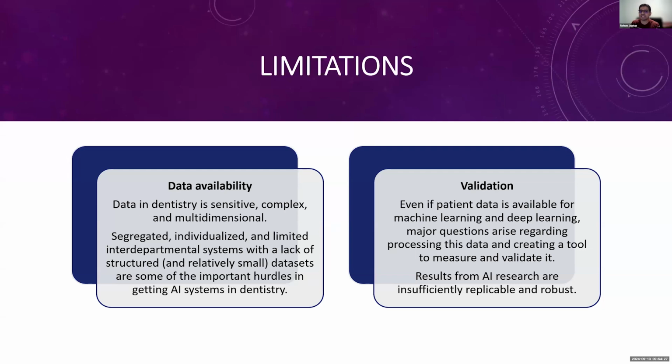The limitation is that the data is sensitive, complex, and multidimensional. It's so hard to train a model with all the data, so it takes a lot of effort. That's why the cost goes up. Also, validation: once it is validated, you make sure its accuracy is more than 80 to 90%. A lot of validation testing is required before the product gets FDA approved.